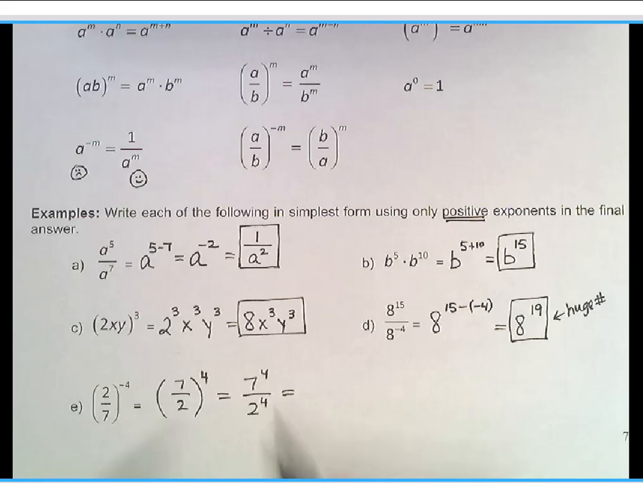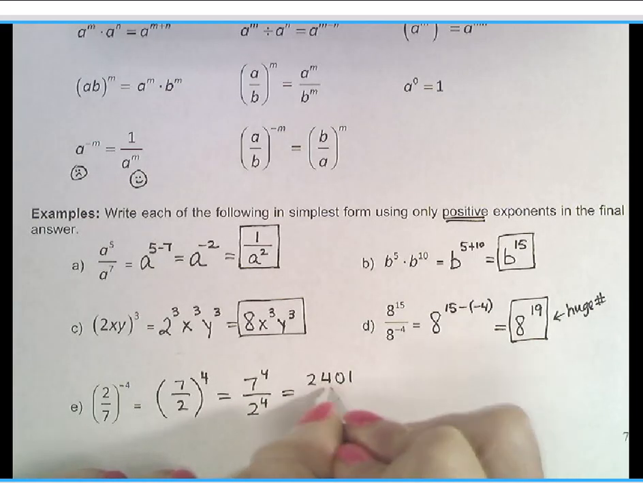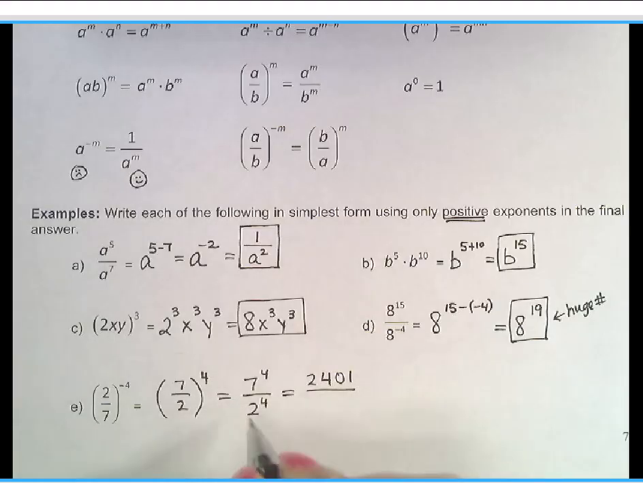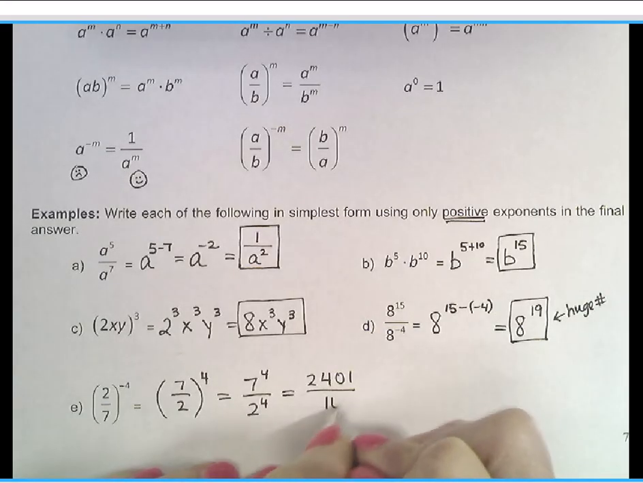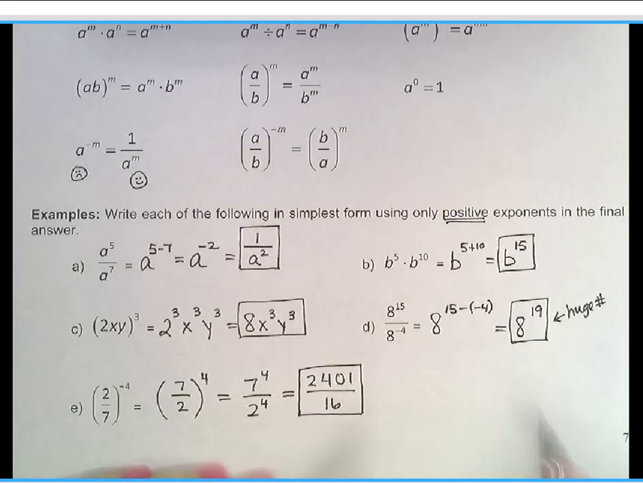Now these numbers aren't going to be quite as big. 7 times itself 4 times is 2,401, and 2 times itself 4 times is 16. And I believe that cannot be reduced. I believe 2401 is a prime number. And then 16, of course, is a bunch of 2's multiplied. So that would just be the answer on that one.